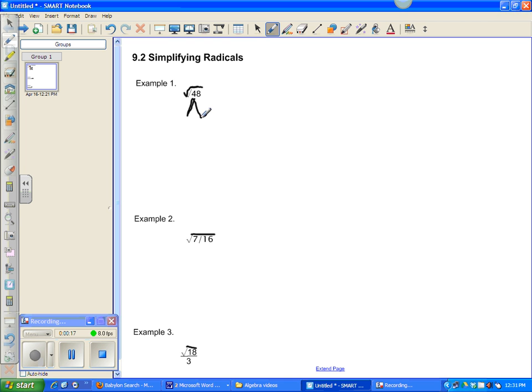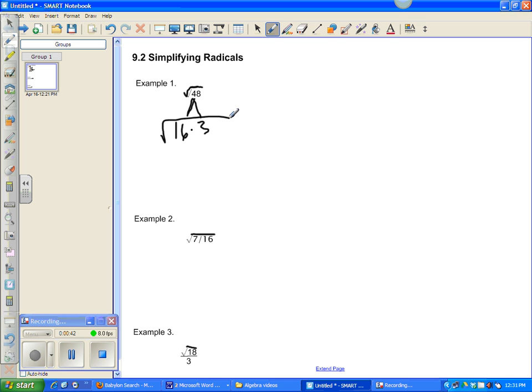I know that the two numbers multiplied together that make 48 are 16 and 3. I'm having a little hard time right now. 16 and 3. This still means the square root of 16 times 3.